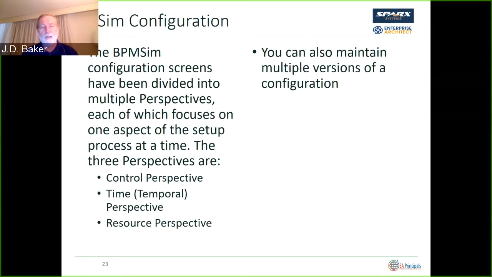One of the interesting things about the way Enterprise Architect has implemented the BPSim configuration is that you can maintain multiple versions of a configuration. And so we'll look at one where we did exactly that, where we created multiple versions and then ran the simulation for those configurations. The most satisfying thing for me is now I can save those configurations independently, and I can save the results independently. So I can use them in various kinds of reports or go back and look at them again, etc.